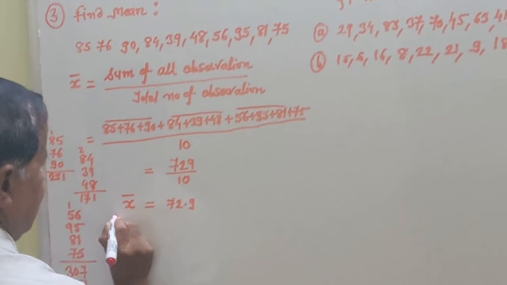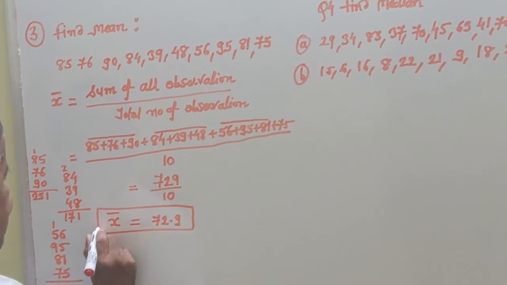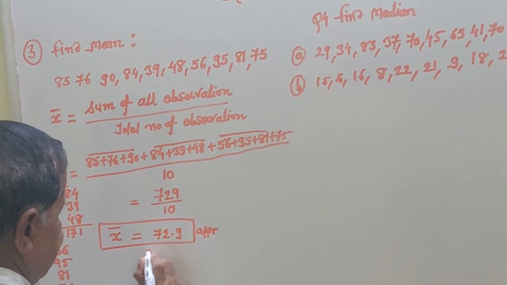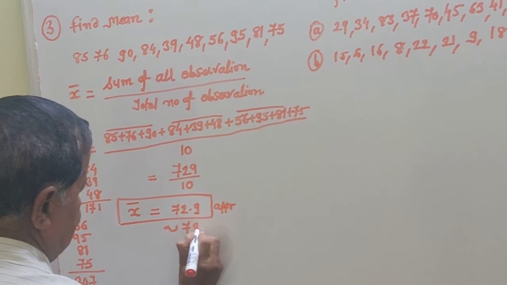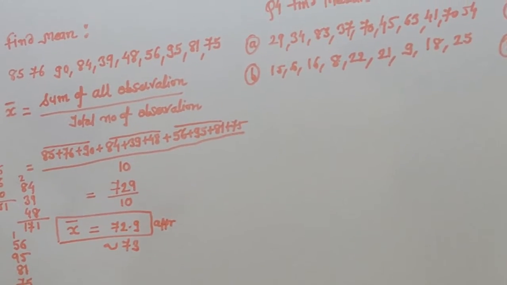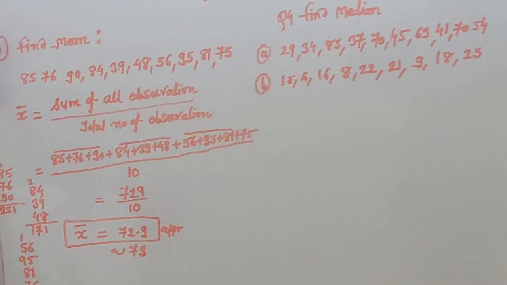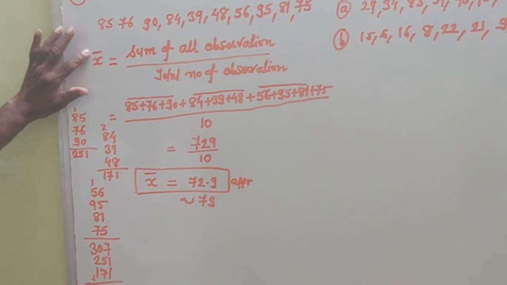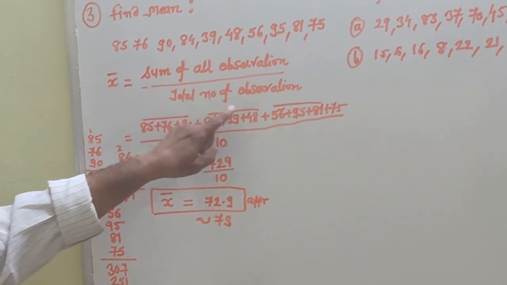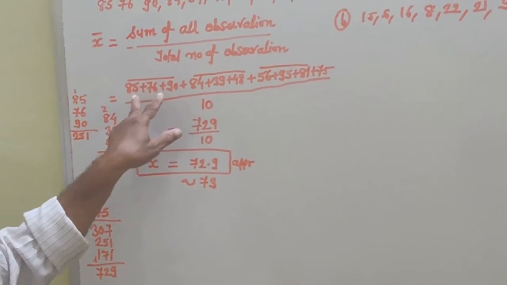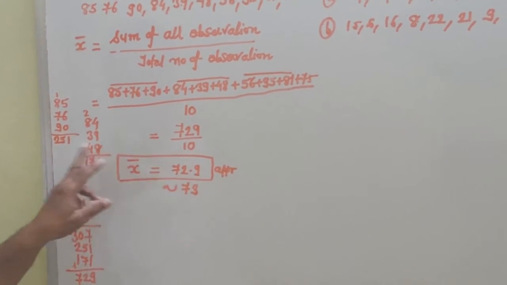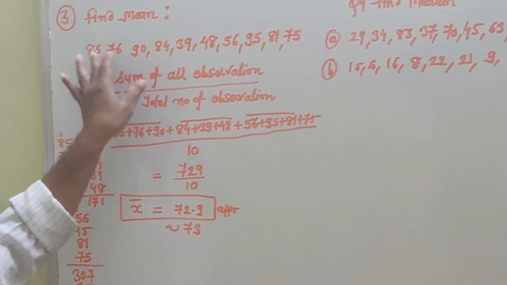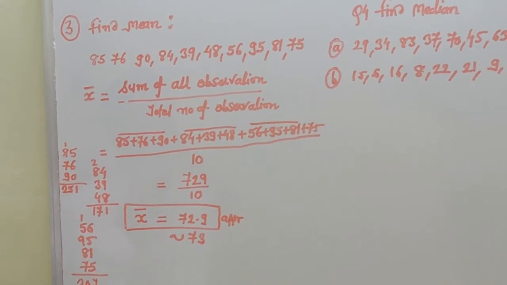Mean is equal to 72.9 approximately, which can be written as 73. Approximately, the mean is 73. You understand? Find the mean. What is the formula for mean? It is denoted by x bar: sum of all observations upon total number of observations. You can add by pairing 3 or 4 numbers so that you can add correctly. Then divide by 10, meaning count how many numbers there are, and divide, and you will get the answer.